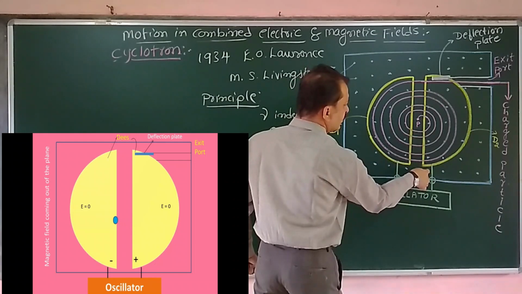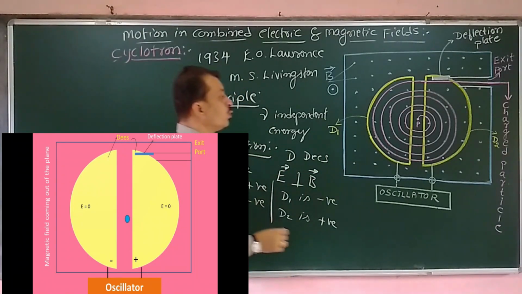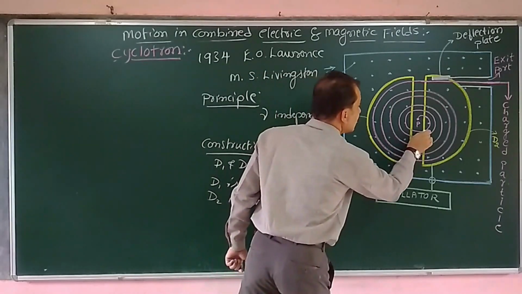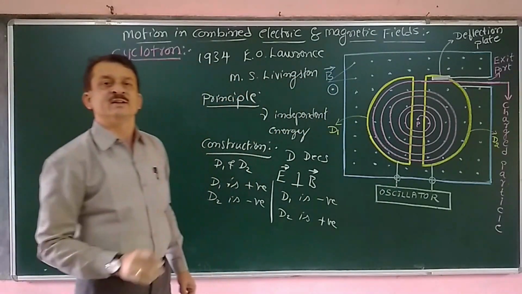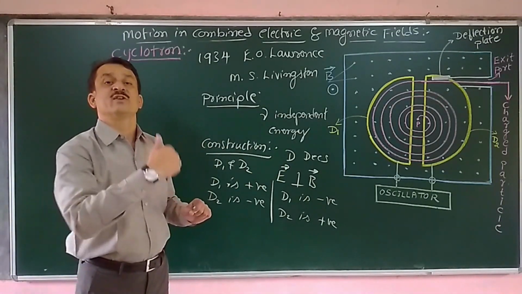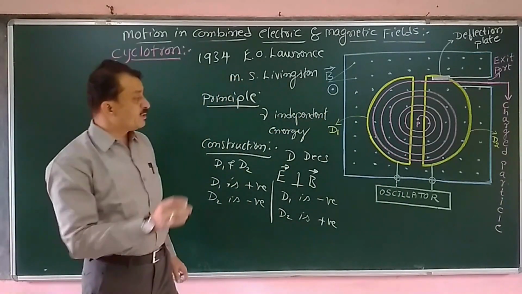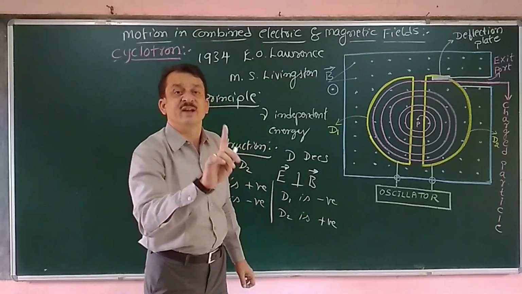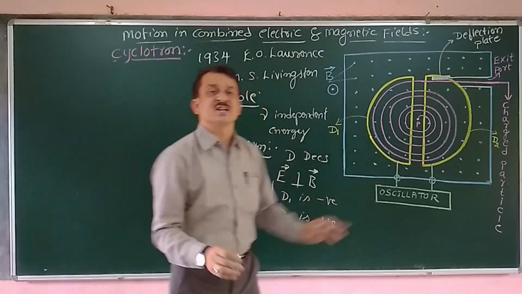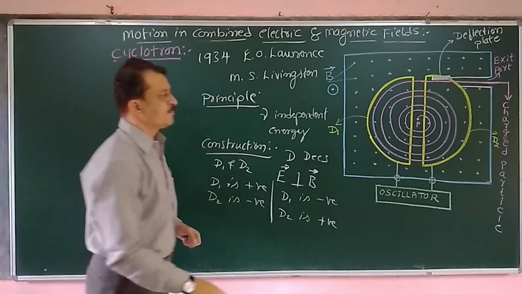Now at this moment, D2 becomes positive and D1 becomes negative. Therefore, this charged particle is repelled by D2 and it is attracted by D1. Therefore, it gets accelerated because of the electrostatic force. Now, between the gaps of the Ds, both electric field and magnetic field are present, but the charged particle gets acceleration only between the gaps because of the presence of the electric field.